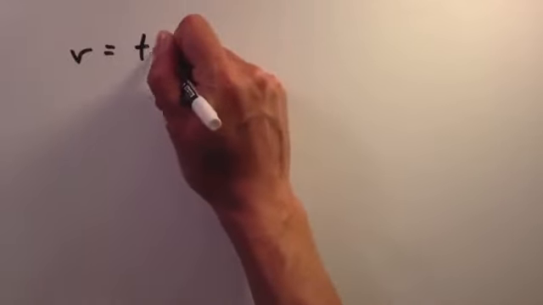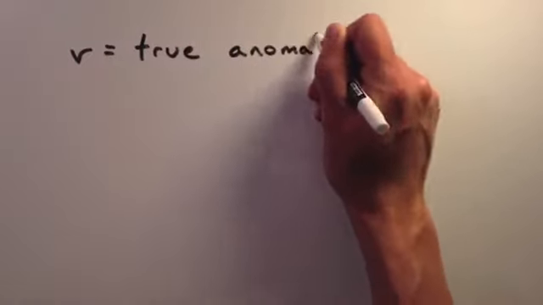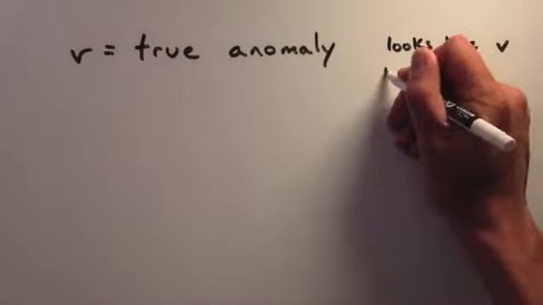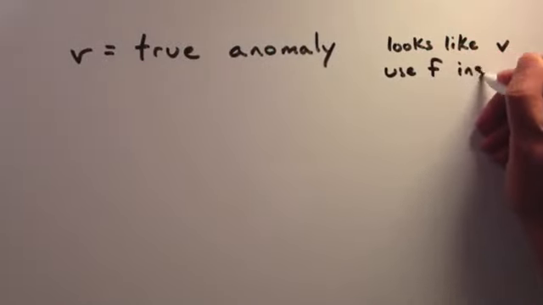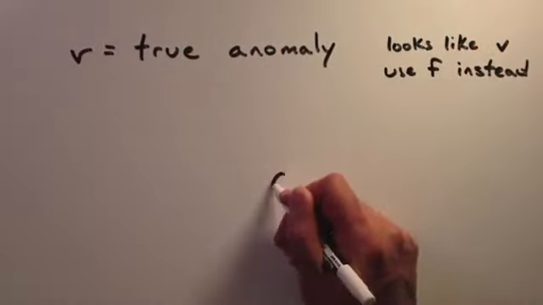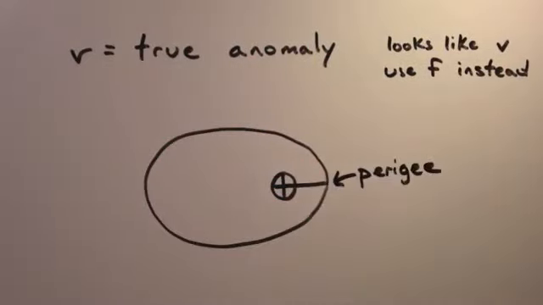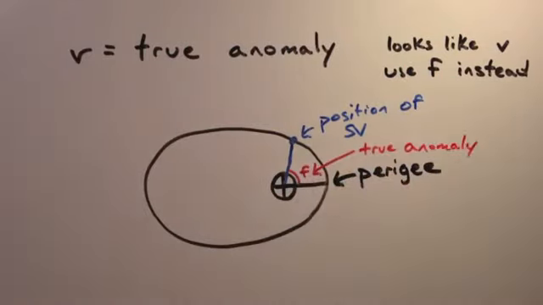The final parameter is nu, or the true anomaly. Since nu looks so much like v, which can be confused with the velocity of the vehicle, you will frequently see it written using another letter. I use the letter F. A top-down view of the orbit shows the true anomaly more clearly. The true anomaly is the angle from the position at perigee to the actual position of the vehicle at that moment in time.